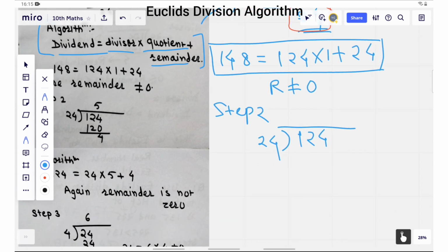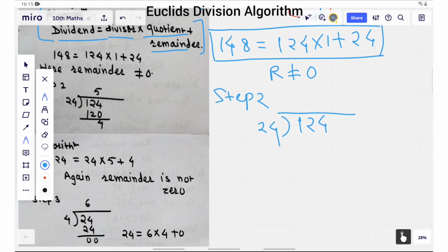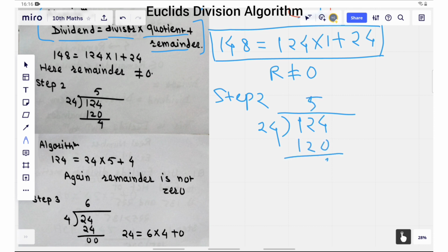Okay, in the next step what we have done? We have taken two numbers from the first step, that is divisor and remainder, and we are going to divide that divisor by the remainder. So here we have to divide that 124 by 24. So 24 5s are 120, and the remainder is 4.